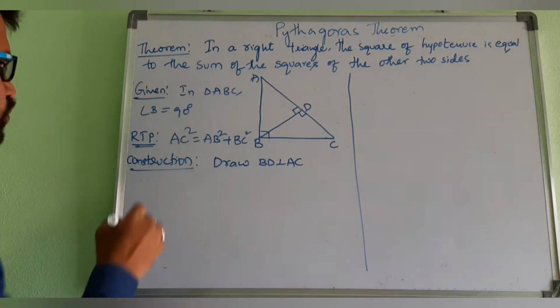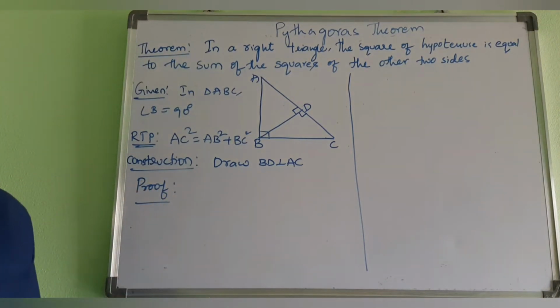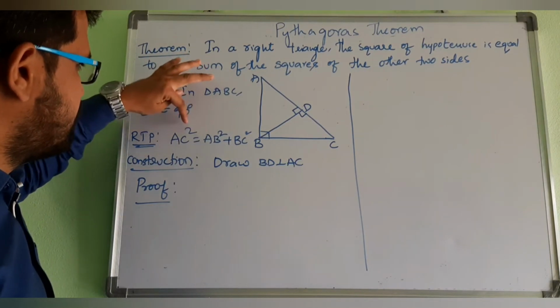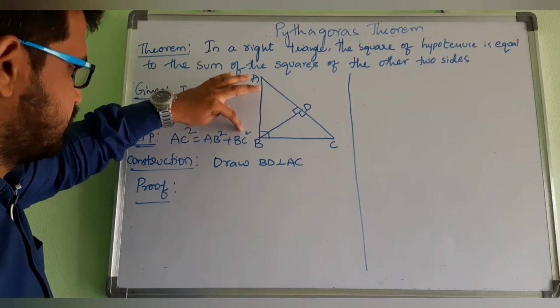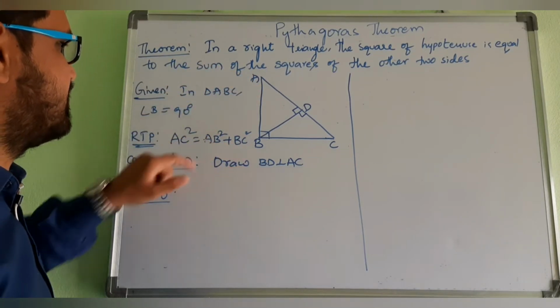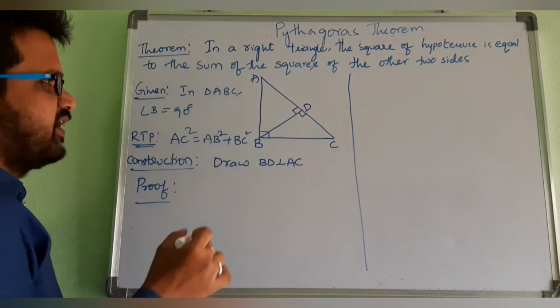Okay, now the proof. See how to prove that. So what we have to prove? We should know AC square, AB square and BC square. Then only the sum of AB square plus BC square is AC square. First, we have to find AB square.